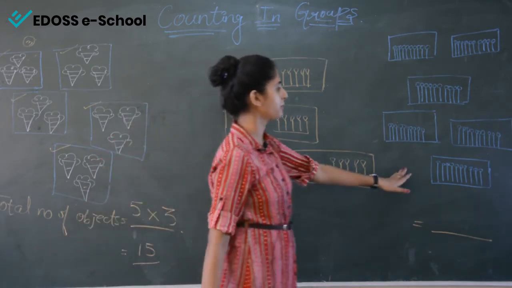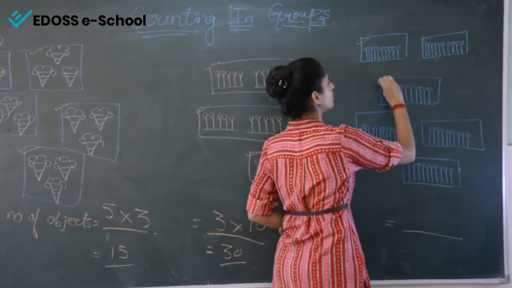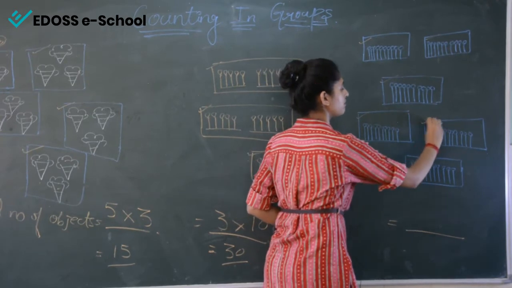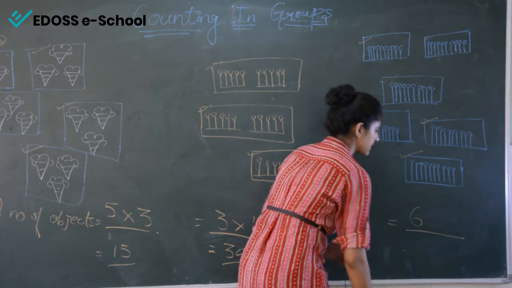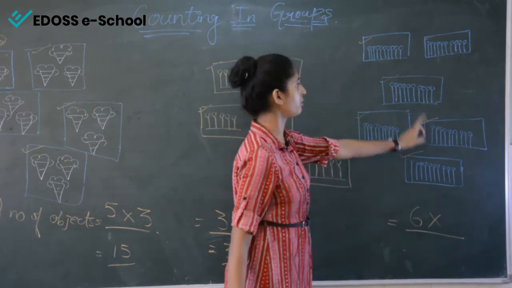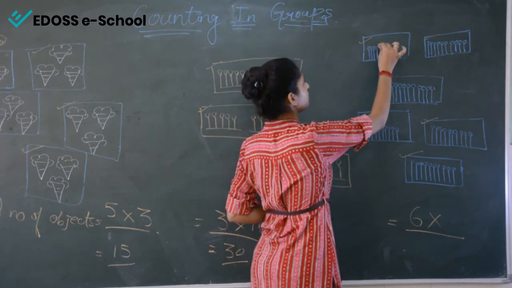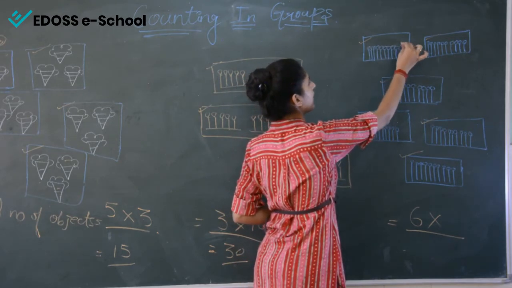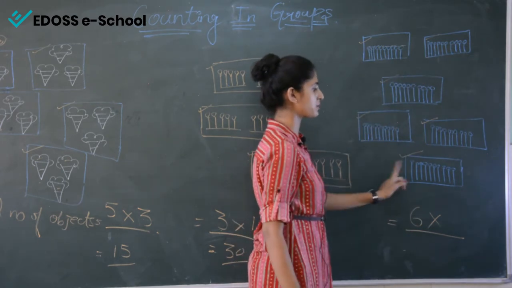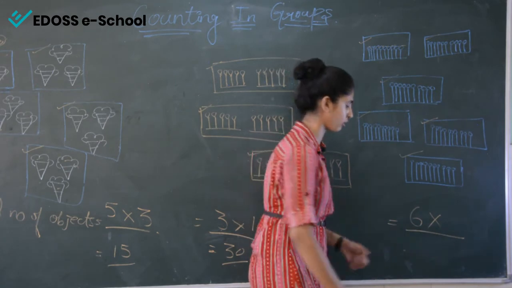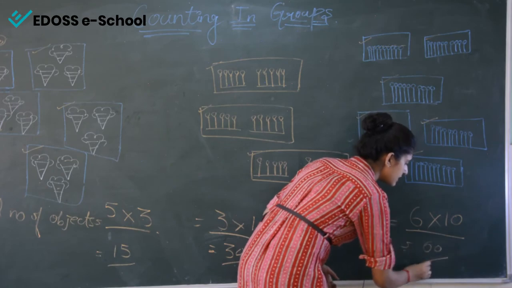Next example, let's count the number of groups here. 1, 2, 3, 4, 5, 6. So the number of groups is 6. Multiplied by, in each group here are 10 matchsticks. Let's count 1, 2, 3, 4, 5, 6, 7, 8, 9, 10. So in each group here are 10 matchsticks. So 6 groups multiplied by the number of objects in each group. That is 6 multiplied by 10, that is 60.